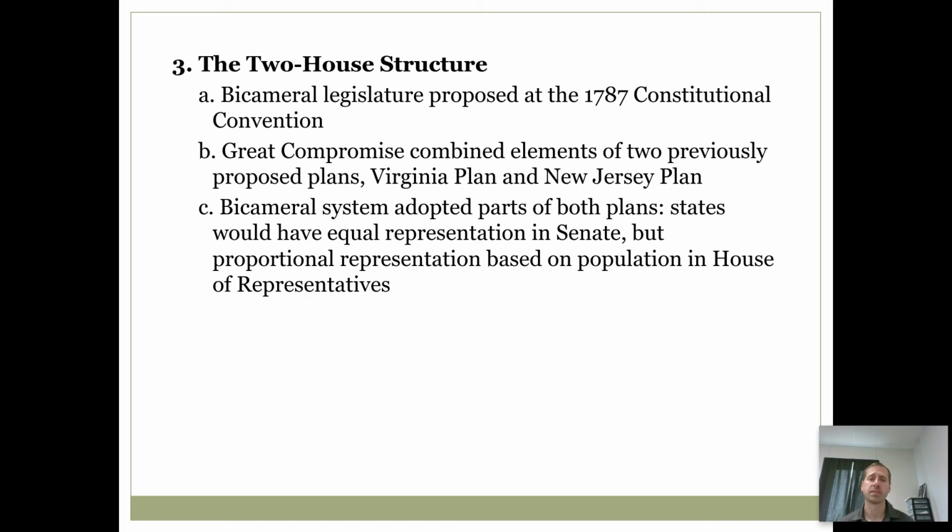With the bicameral system, the Virginia plan was based on population. Our House is based on population. The New Jersey plan had equal representation. Well, in the Senate, we have equal representation among the states. So we just kind of combined everything to come up with this structure.